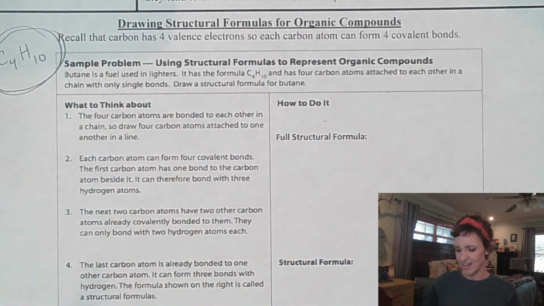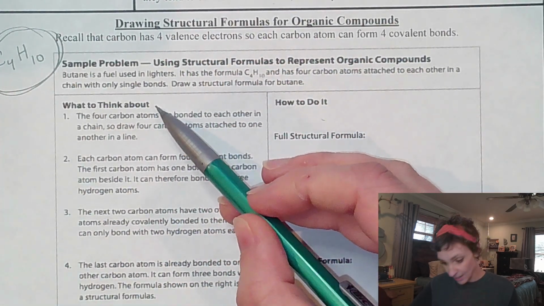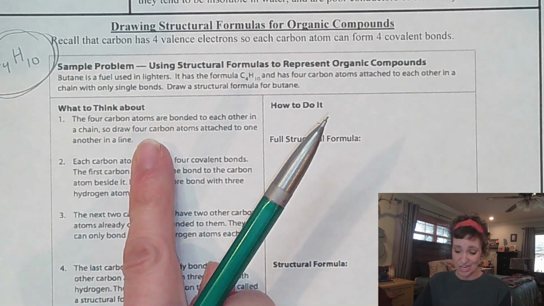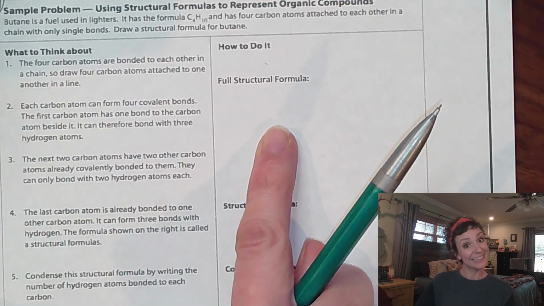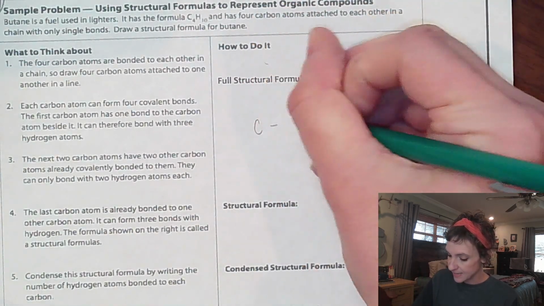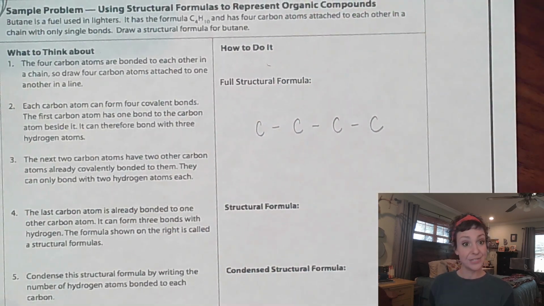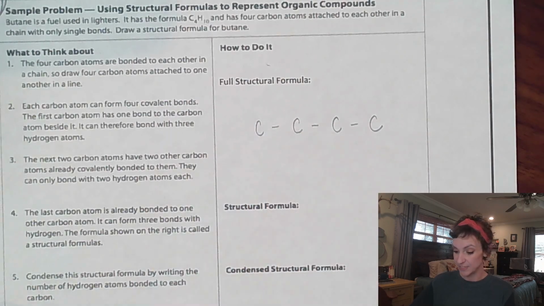And I love this little thing because it kind of walks you through it. Things to think about. So what are we thinking about here? It says the 4 carbon atoms are bonded to each other in a chain. So draw 4 carbon atoms attached to one another in a line. So here we go. Are we ready? We are going to draw 4 C's attached to each other in a line. Sounds good to me. Each one of those lines you have drawn is a bond. So that is 2 shared electrons between each one of these carbon atoms.